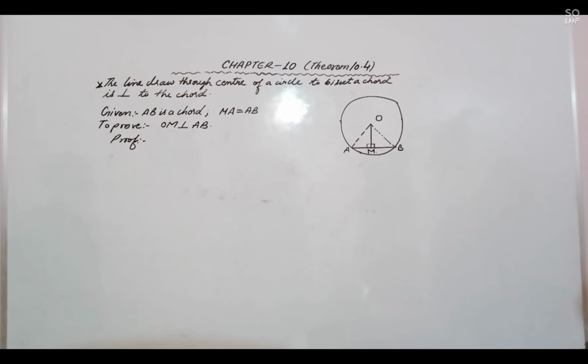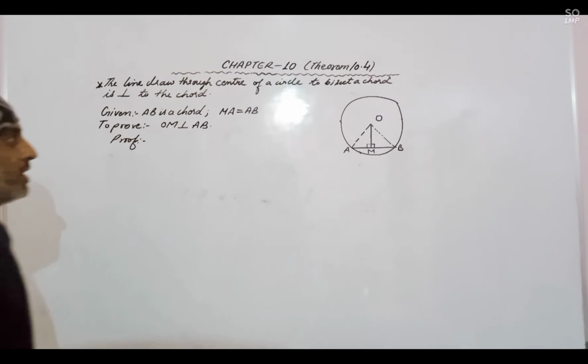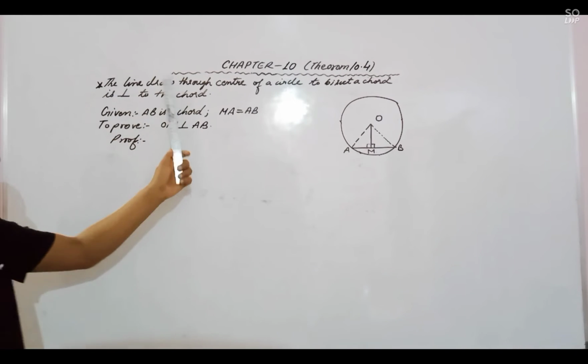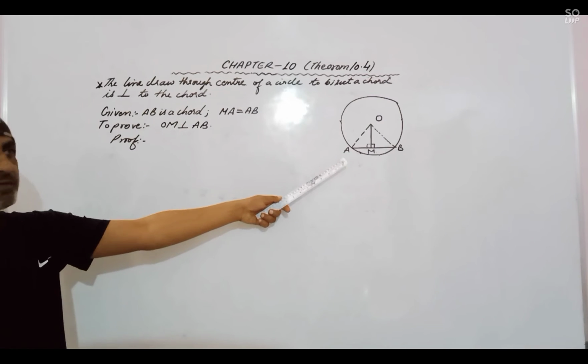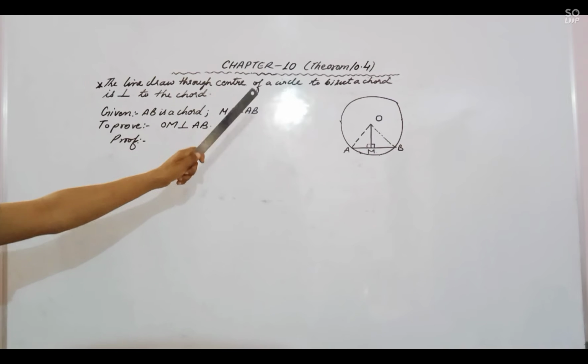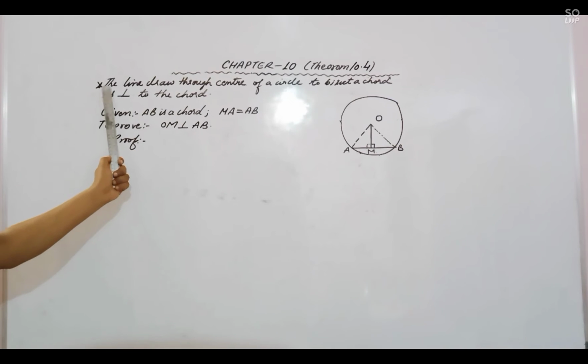Well, good evening everybody. In today's session, I'm providing the explanation for Theorem 10.4. Let's go through the statement and also along with that, we'll see the figure. What is to be mentioned in that, what is to be proved in that. According to Theorem 10.4, you see the statement, the line drawn through center of a circle.